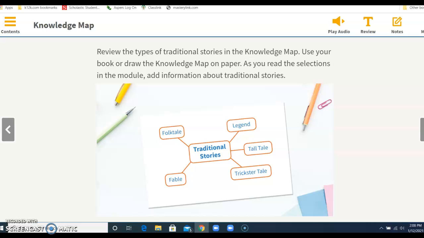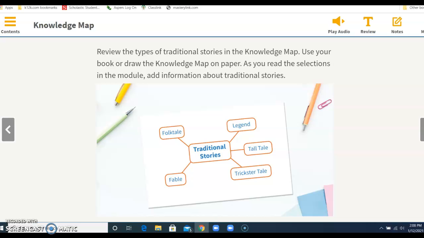As you're looking through this, think about which ones were the folk tales, which stories were legends, tall tales, trickster tales, and fables. So go ahead and look at your book right now. Again, this is on page 78 and 79. And how did you build your map out?